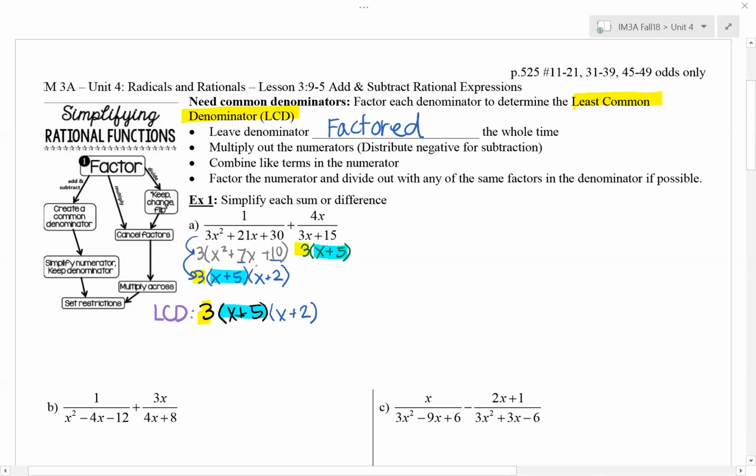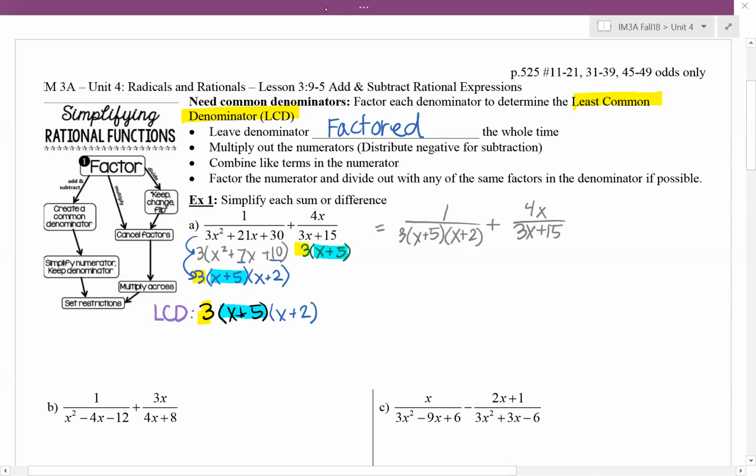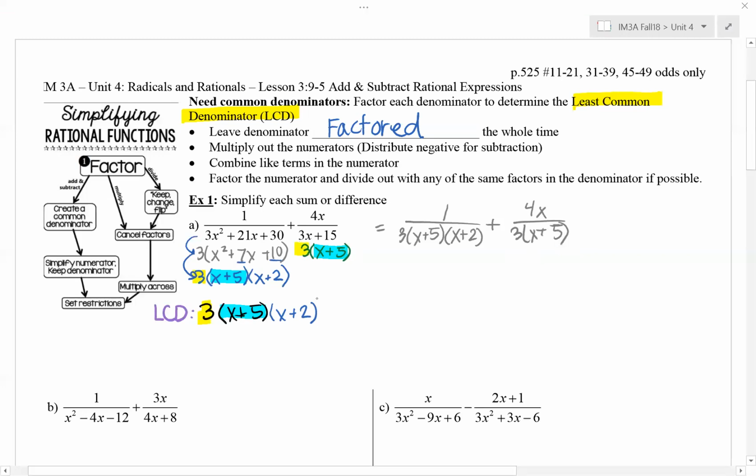So let's rewrite this with our factored denominators. I'm just going to rewrite it so it looks a little bit nicer. I have 1 over 3 times x plus 5 times x plus 2, plus 4x over 3x plus 15. And I was supposed to write that factored, over 3 times x plus 5. So I accidentally wrote the original version. I wanted to write the factored version.